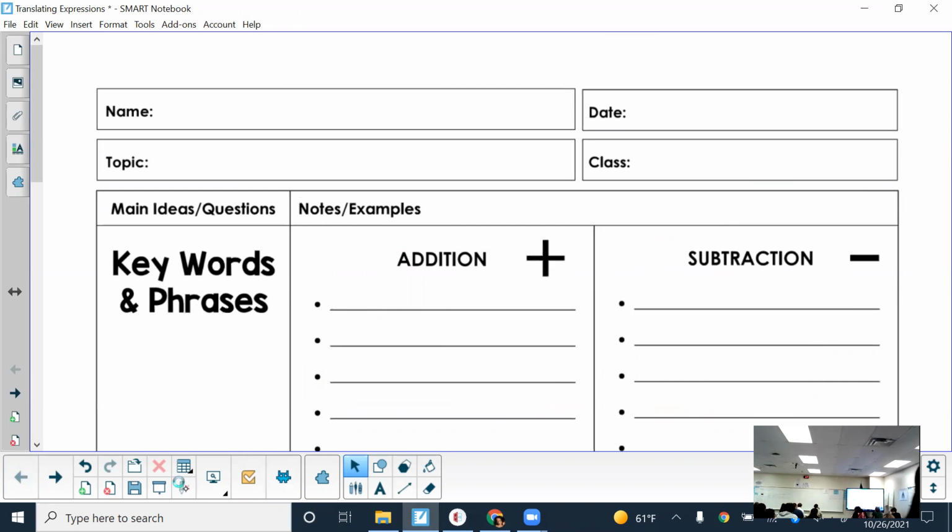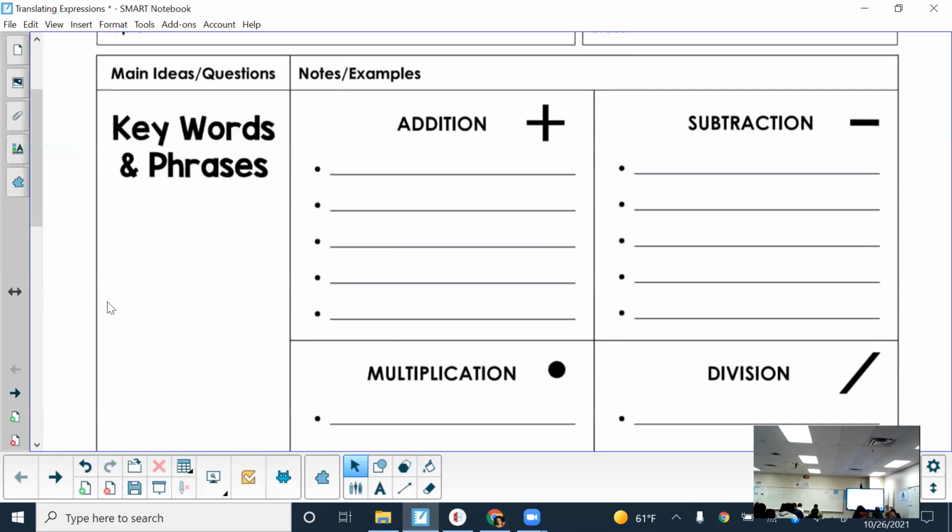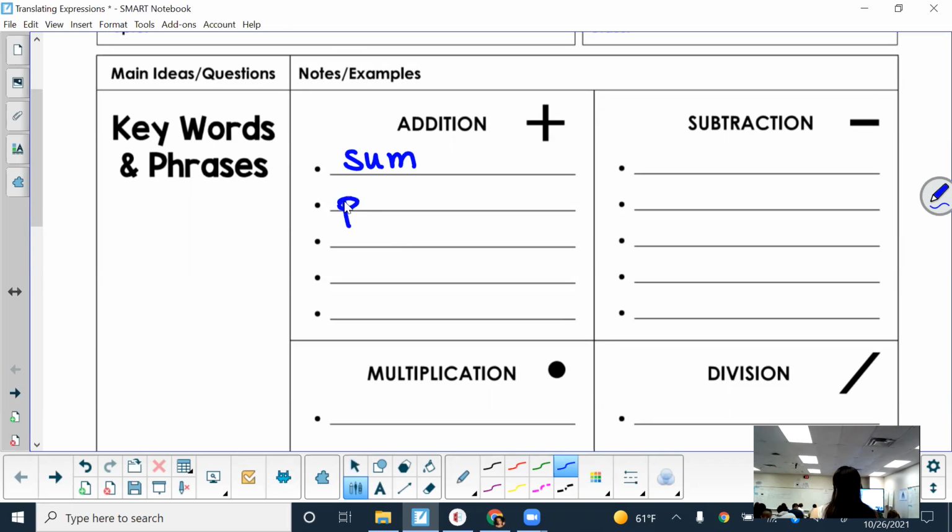So translating mathematical expressions, you're looking for signal words or keywords and phrases. So what are some phrases that tell you to add? Some, good. Plus. What else? Combine, good, I really like that one. That's for combining like terms. When we're doing that, we're adding them together.